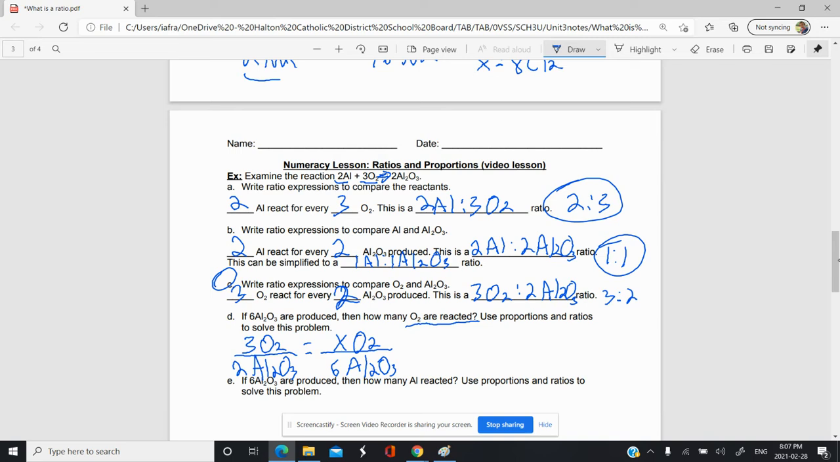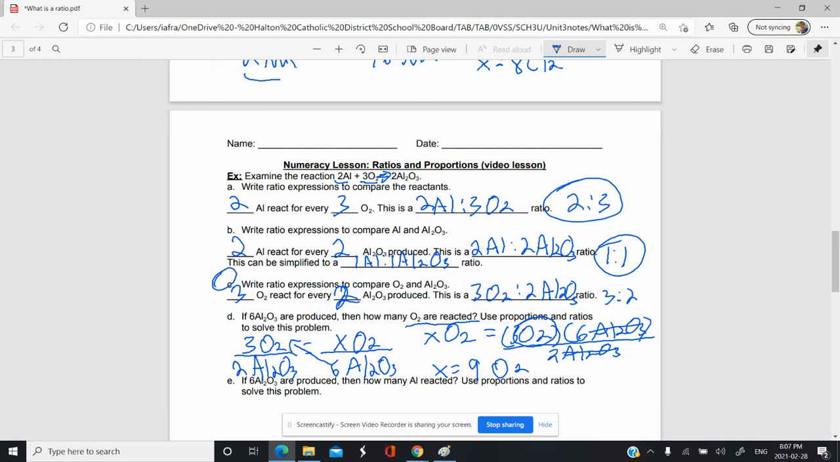But just to show you how that works, we're going to do our cross multiplying, and we get X number of O2 is equal to 3 O2 multiplied by 6 Al2O3 over 2 Al2O3. These units can cancel out, and so we're left with O2 at the end here. And so we're doing 3 times 6, that's 18, divided by 2, 9. So we have X is equal to 9 O2 molecules must have reacted.